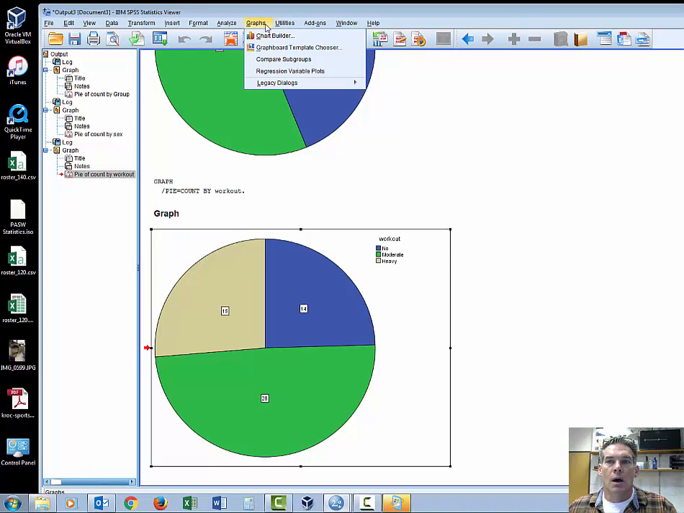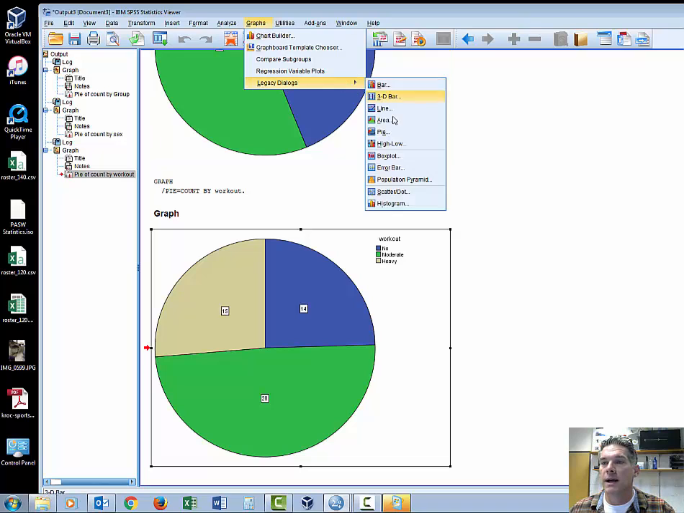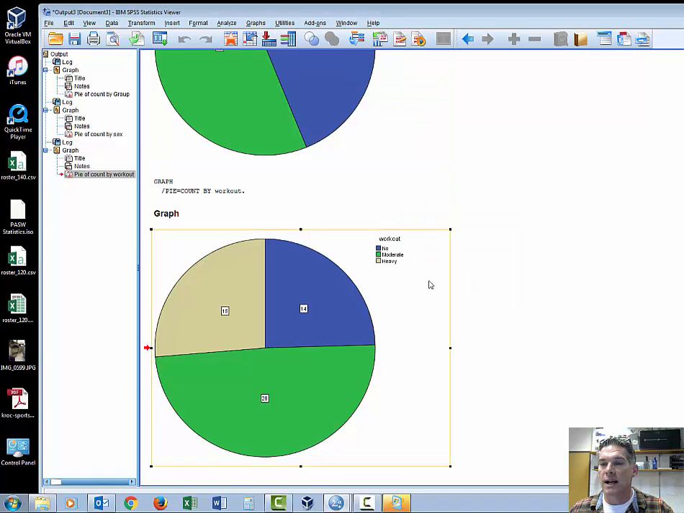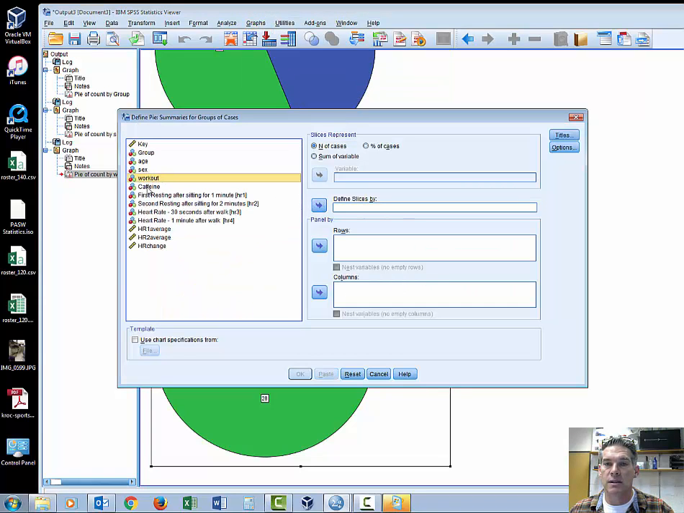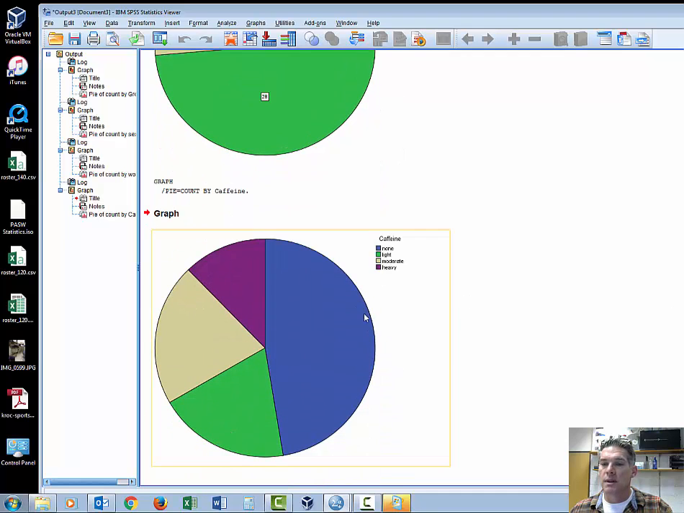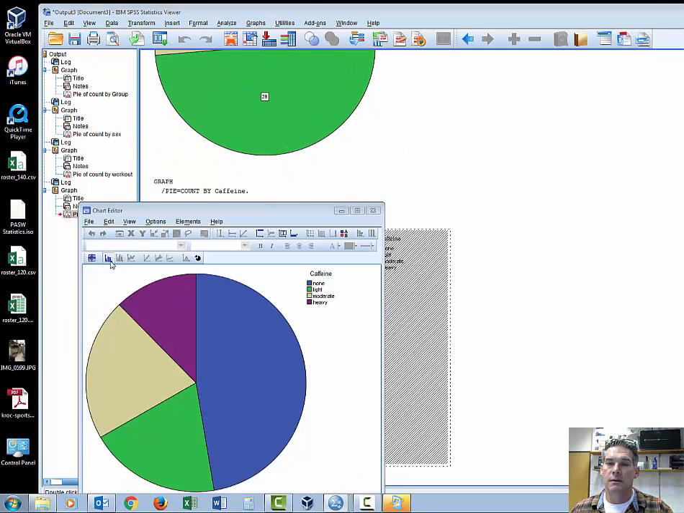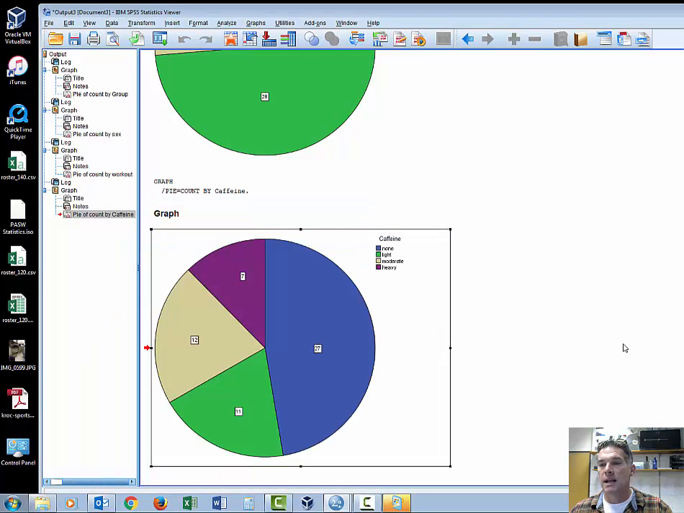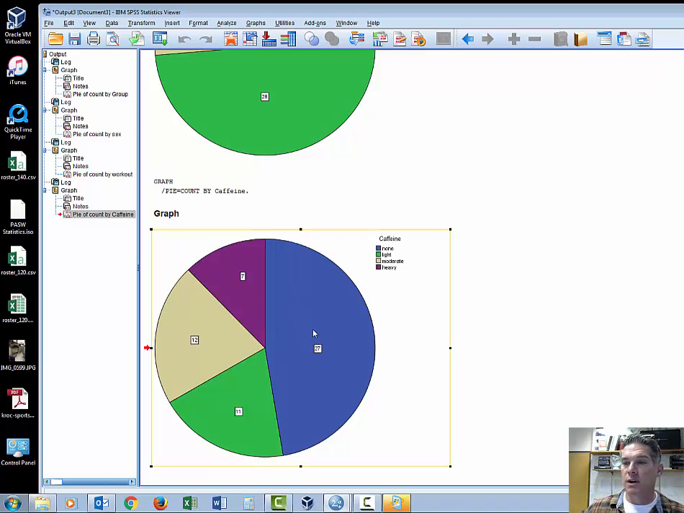Redundant, sorry. Okay, so we go back to pie charts. The reason I'm doing this is so that I can understand what my data looks like. Let's look at caffeine usage. Let's look at the numbers here. I would say we should recode this into a dichotomous variable, yes versus no. Or we could do maybe moderate and heavy mixed together. Or just leave it as it is.